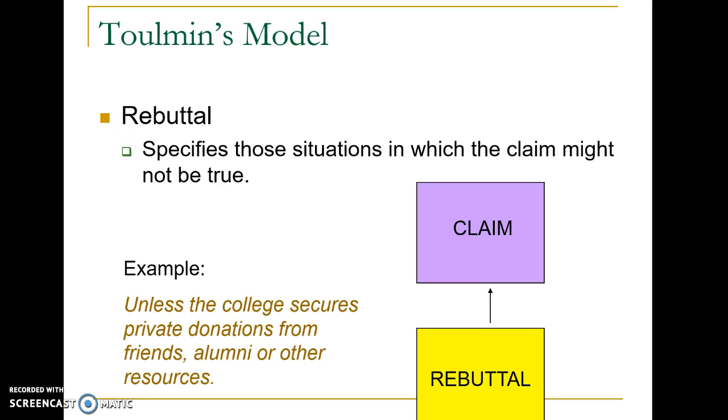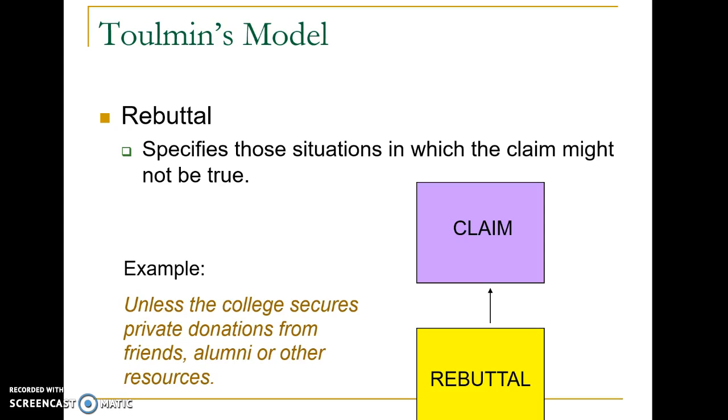Then we get to the rebuttal. No matter what claim you make, there's always going to be instances when the claim might not be true. So you can think about what are the opposing views of your claim. You know, we could do this thing, but technically there are other things we could have done as well.